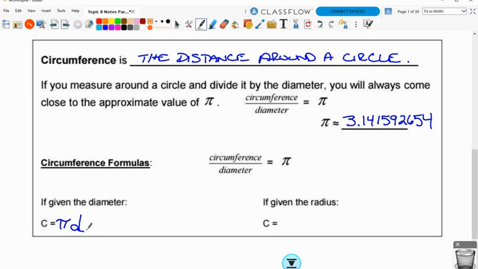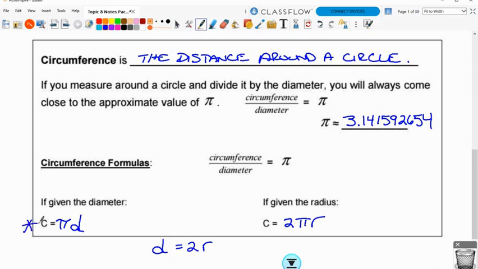Now, if instead they gave you the radius of the circle, there's a different formula that we would have to use. Now remember that the diameter is 2 times the radius, okay? So if instead of knowing the diameter, if they gave me the radius, I'm going to have to replace d with 2r because the diameter is the same as 2 times the radius. So if they give us the radius of the circle, this equation now is going to change to C equals 2 times pi times r. And again, that 2r is the same as that diameter right there.